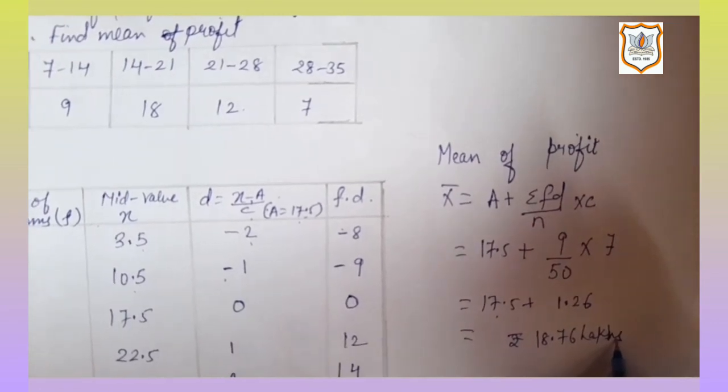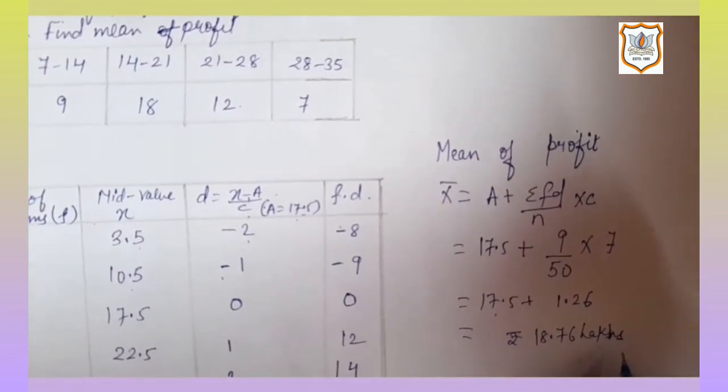Now we have finished sums number 5 and 6. Sum number 7 will be your homework.